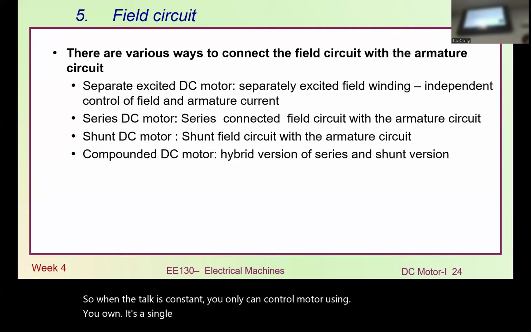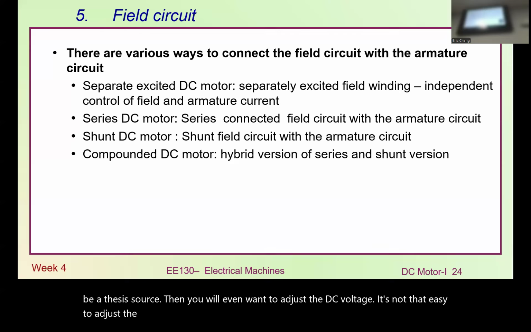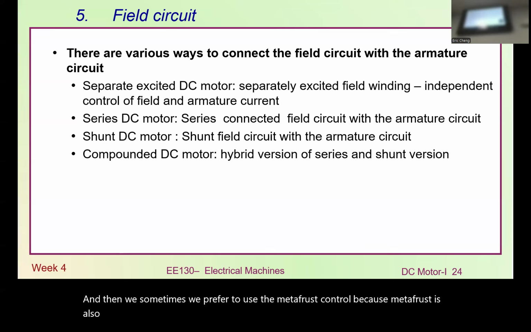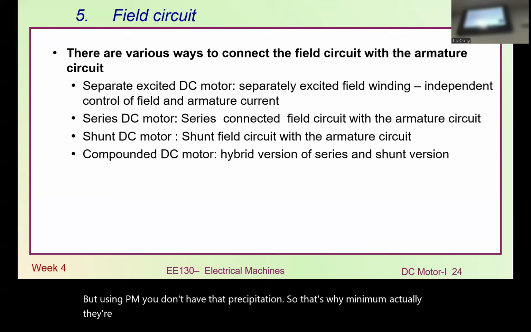That is not that flexible, because the voltage can be a DC source, and it's not easy to adjust the DC voltage without power electronics. You may use a resistor or potential divider, which is not really convenient. So sometimes people prefer to use magnetic flux control, because magnetic flux is also one of the control parameters. With a permanent magnet you don't have that flexibility, so many motors use a separately excited or another coil to control the magnetic flux.